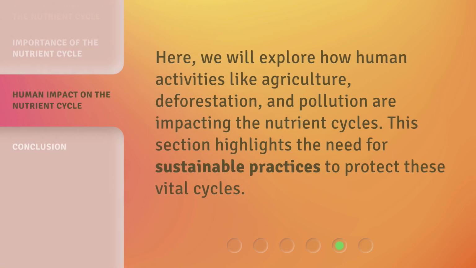Here, we will explore how human activities like agriculture, deforestation, and pollution are impacting the nutrient cycles. This section highlights the need for sustainable practices to protect these vital cycles.